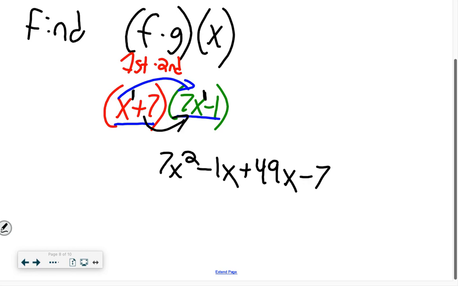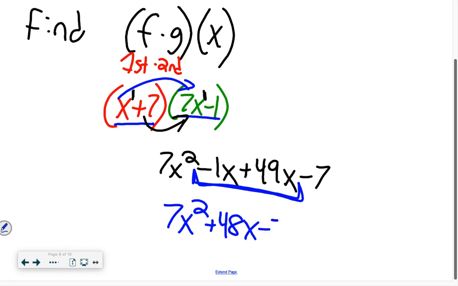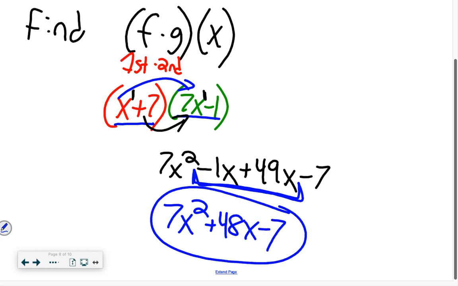And then the only thing you have to do is see if there are any terms you can combine, any like terms, which there are. There's a negative 1x and a 49x. So if you combine those, you get 7x squared plus 48x minus 7, okay? And that is f times g of x. So if it's just times, you can multiply two equations, okay? So that's easy enough, right? As long as we know how to FOIL and distribute twice, we're good.